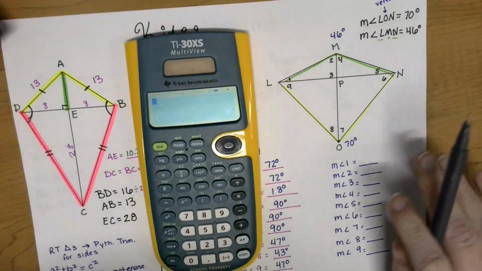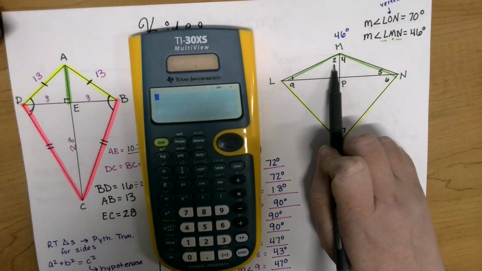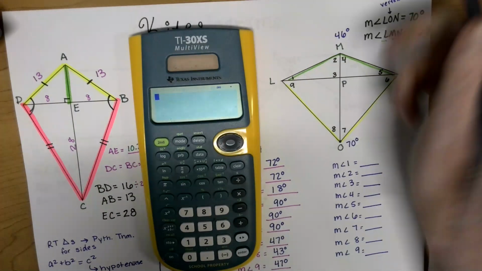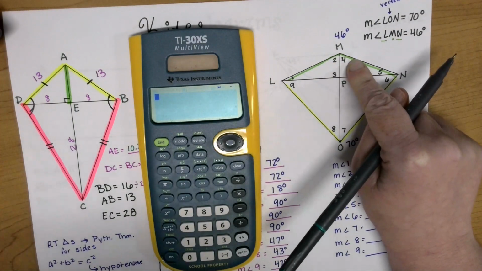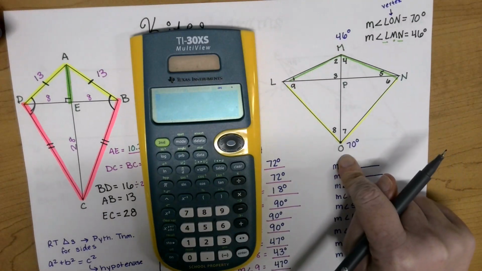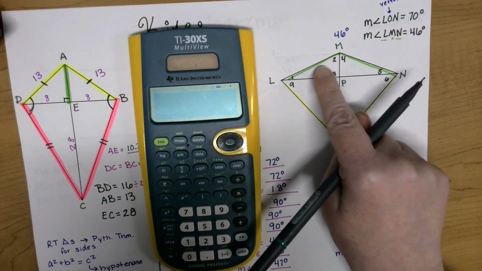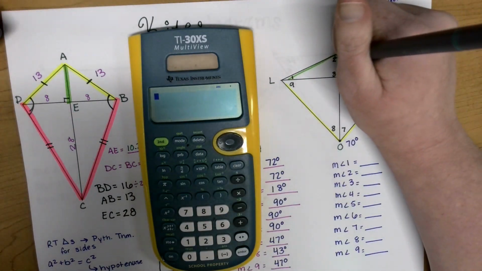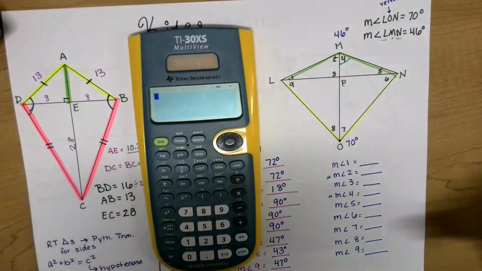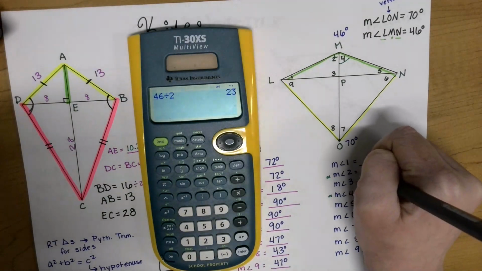So let's look at what we know. Remember how I said we've got congruent triangles. That means angles 2 and 4 are congruent, and angles 8 and 7 are congruent. We know that 2 and 4 are congruent, and they have to add to 46. If I knew what MLO was, I couldn't cut it in half because this line doesn't bisect this angle. We know that it bisects this angle though, because these two triangles are congruent, so 2 and 4 have to be congruent. So we're going to do 46 divided by 2, and that gives me 23.